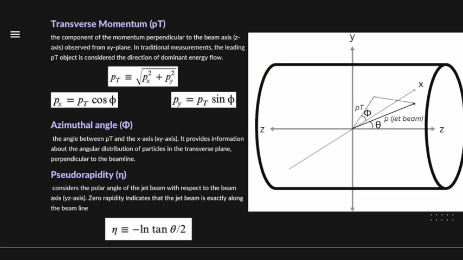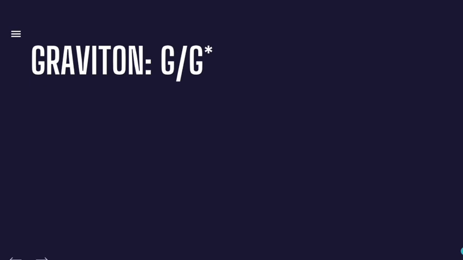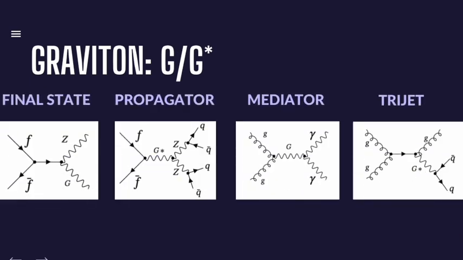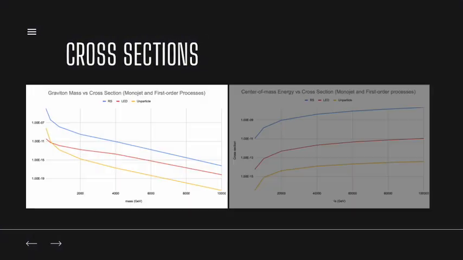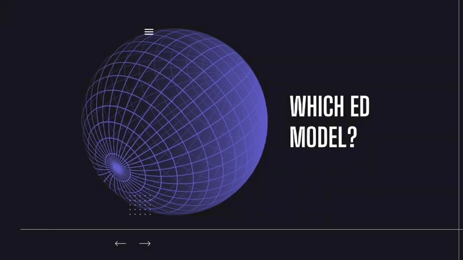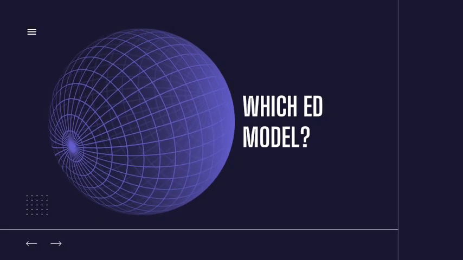These distributions are then compared according to their ED model and the role of the graviton in the production process, whether as a final state, a propagator, a mediator, or part of a trijet process. Cross-sections of the production processes were also plotted to show the probabilities of the processes occurring at those parameters. In this way, prospects of reactions involving gravitons are probed for higher collider runs, not just at the LHC but also for future colliders. Since each model's theoretical framework varies significantly, it is helpful to determine which model is most experimentally promising.